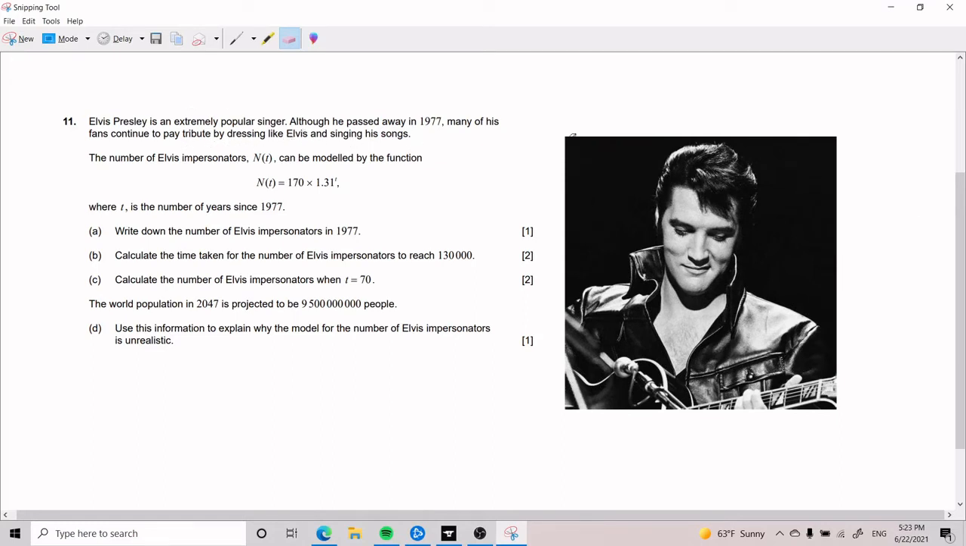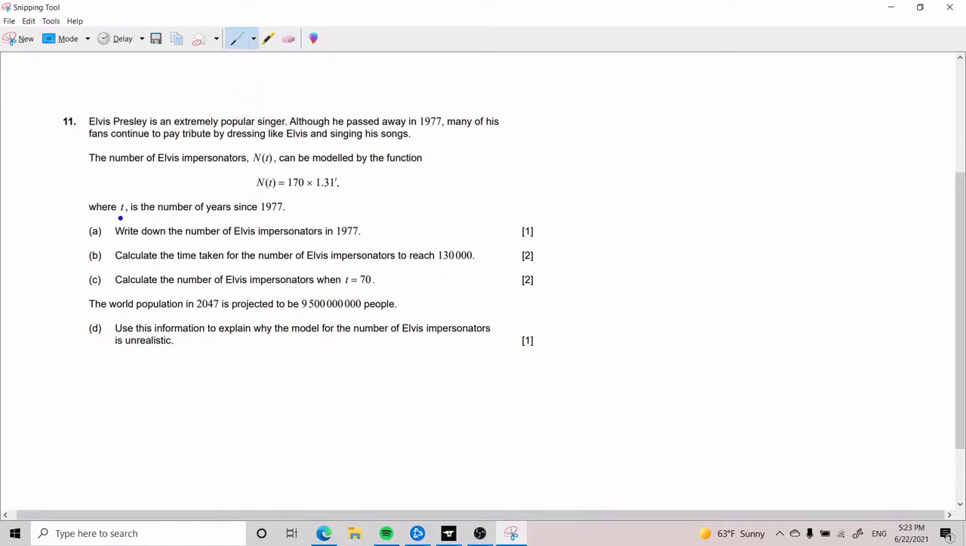Beautiful, amazing dude. The number of Elvis impersonators, n of t, can be modeled by the function given. Okay? And t is the number of years since 1977. Okay, and the number of Elvis impersonators is N(t).